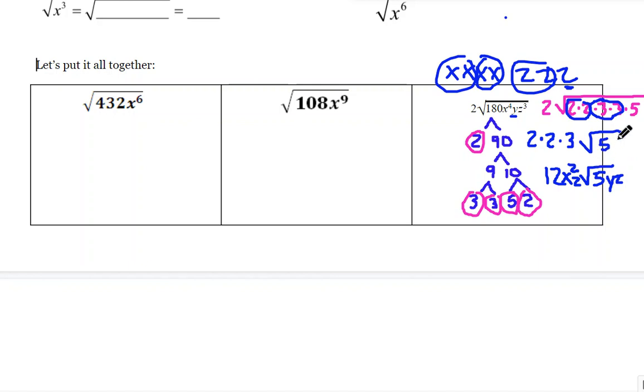All right, so that's what we do with radicals. Make a factor tree, and we're finding our pairs. Pairs can come outside the radical, everything else stays.